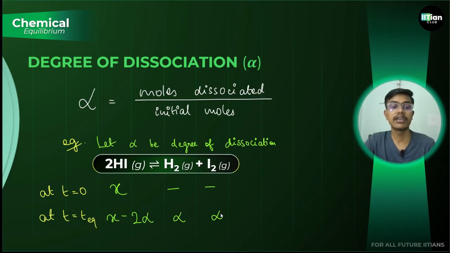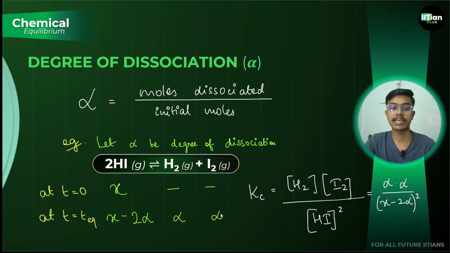It is coming because alpha is the degree of dissociation, and alpha are the concentrations of H2 and I2. From this, you can write the equilibrium constant of this reaction as the H2 concentration times the I2 concentration divided by the HI concentration raised to the power 2. 2 is the stoichiometric coefficient. When you find it, you will get alpha square divided by (x minus 2 alpha) whole square. Even based on this, questions are being asked.